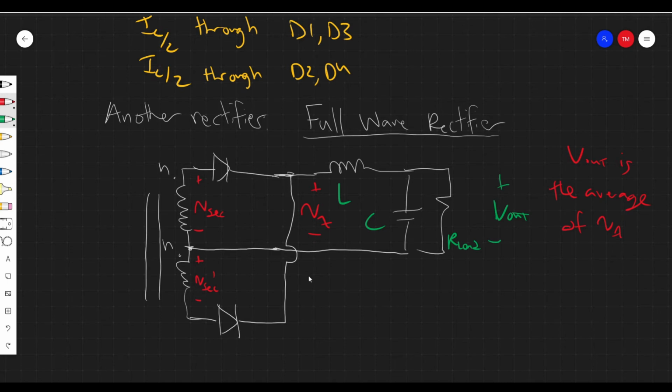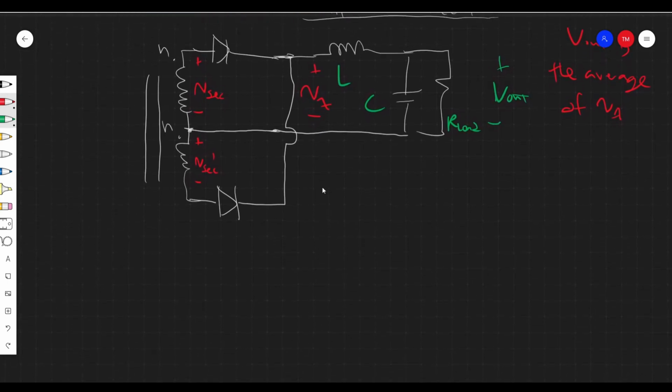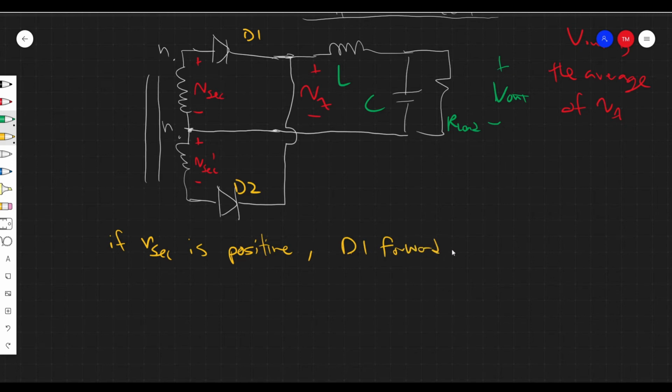So, what's going on? So we have Vsec and Vsec prime. So if Vsec is positive, I'll call this D1 and D2. If Vsec is positive, then what's going to happen? Well, D1 is going to be forward biased, right? And D2 will be reverse biased. And intuitively, you can think, right, we're applying a positive voltage to this side of the diode, which will tend to make current flow through the diode. Whereas for D2, we're going to have a negative voltage, right, applied to this side of the diode, which will tend to reverse bias it.